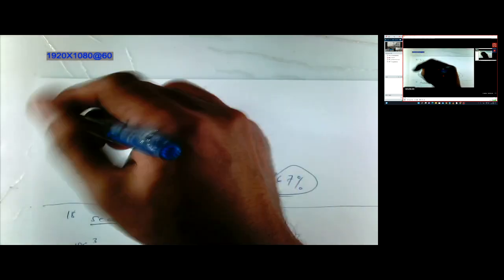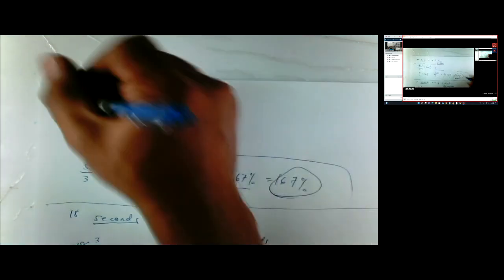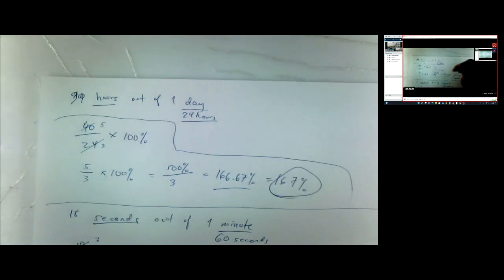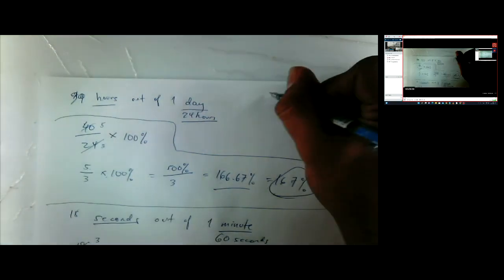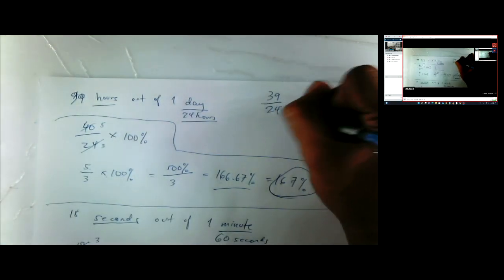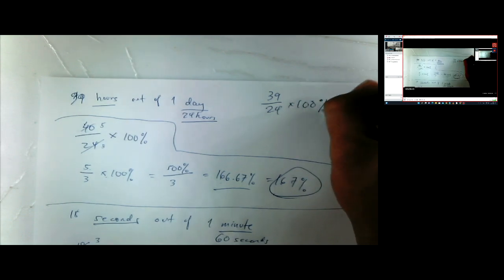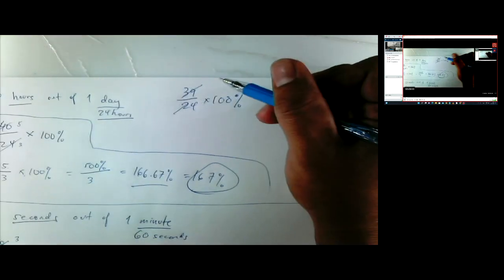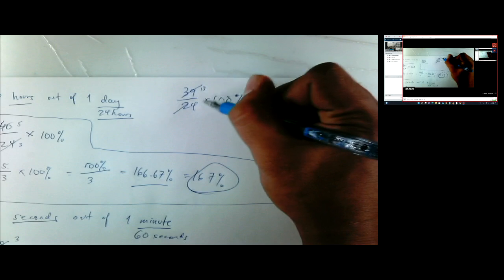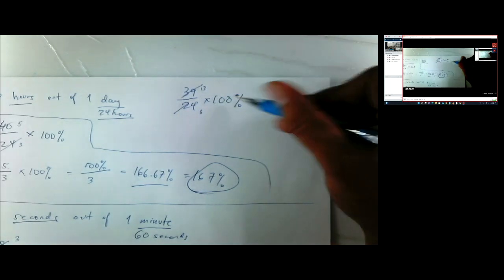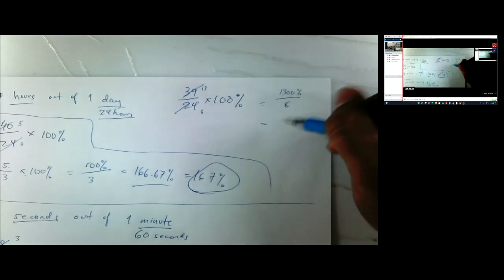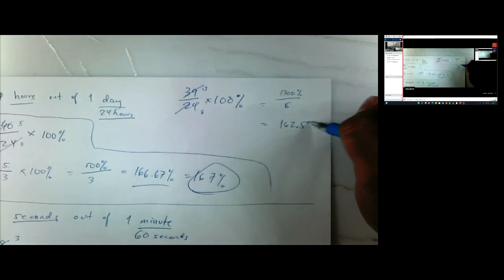Okay, let's change this one. I need 39 hours. So if that is 39 hours, still the same. 39 over 24 times 100%. And we can simplify 39 and 24, same over same, 3 over 3. So this will be 13 and this will be 8. And 13 times 100 is 1,300% divided by 8, which is equal to 162.5%.